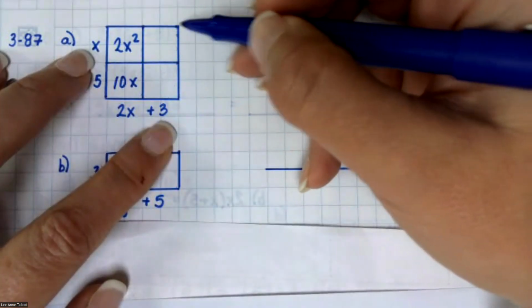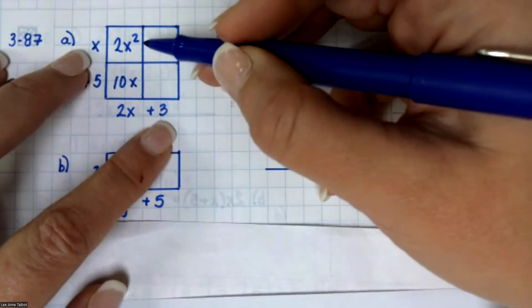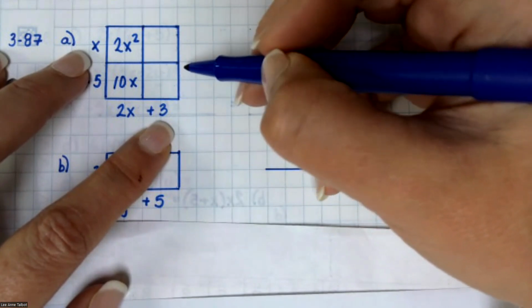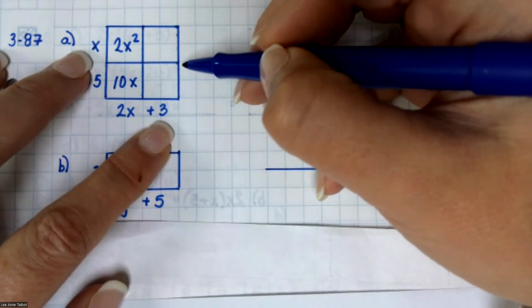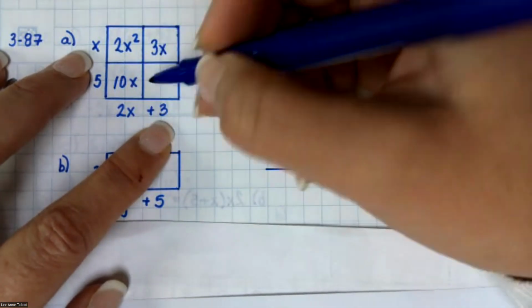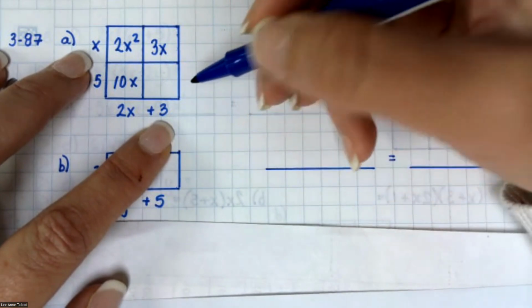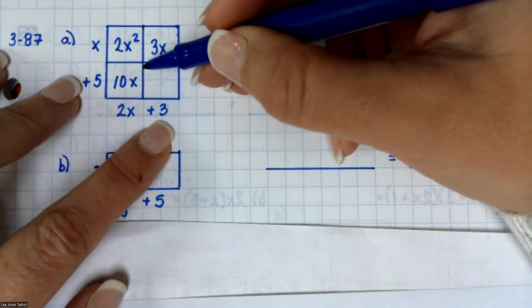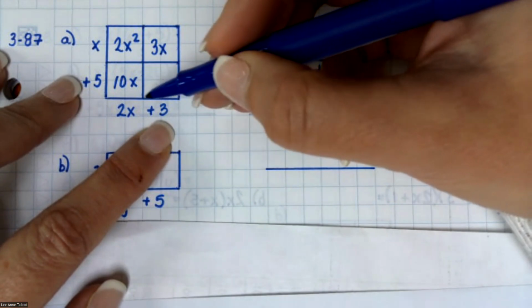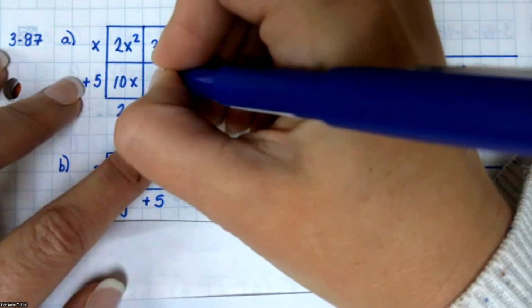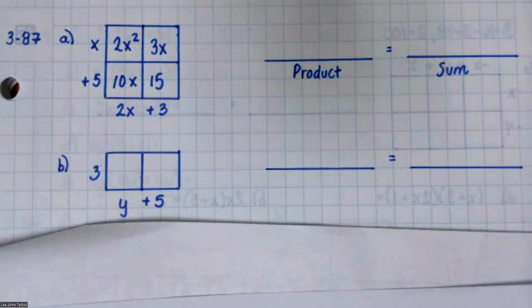Okay, so now I go to the top right box. The height of that is x. The base is 3. What's 3 times x? 3x. And then the bottom right box, the height is 5. The base is 3. 5 times 3 is 15.